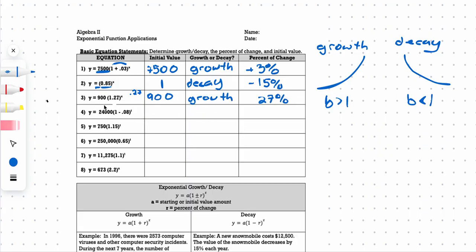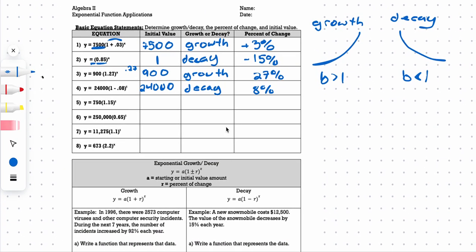Let's keep on going here. What's our value out front? It's 24,000. Okay. And our b value inside, well, here we're subtracting 0.08 from 1. So that means it's going to be decay since our b value is less than 1. And how much less than 1 is it? 0.08, which translates to 8%. And by the way, how we go from decimals to percent is we just multiply by 100.